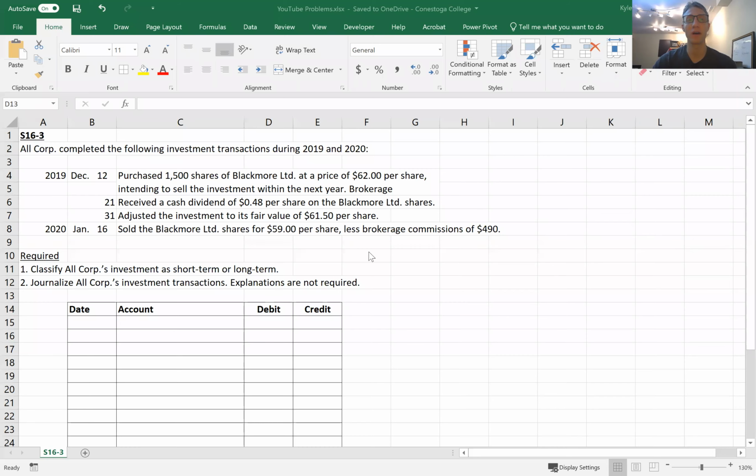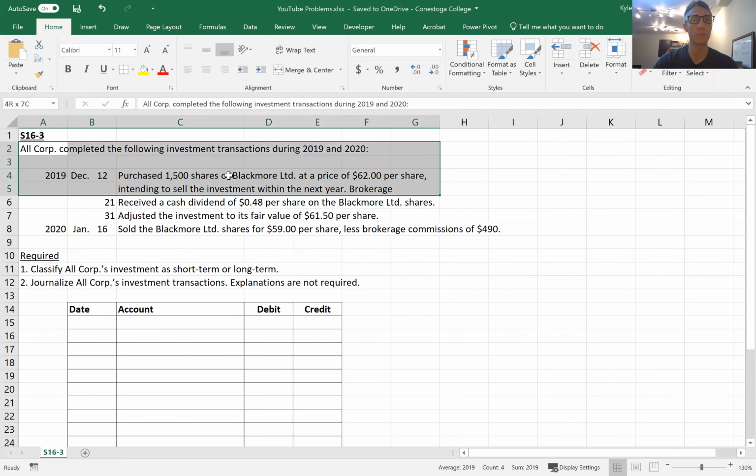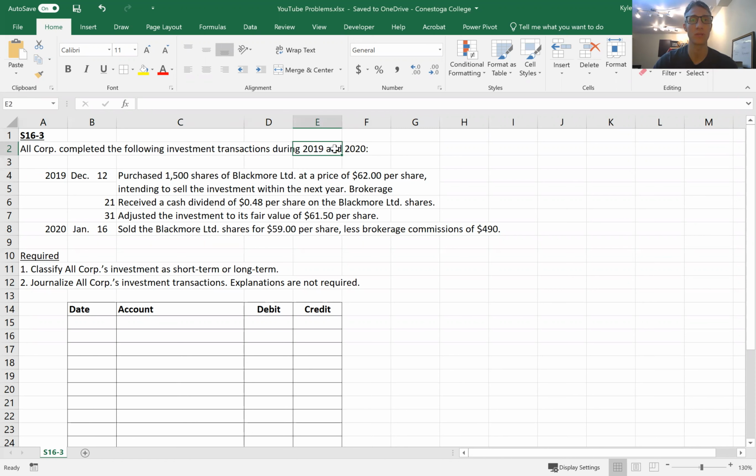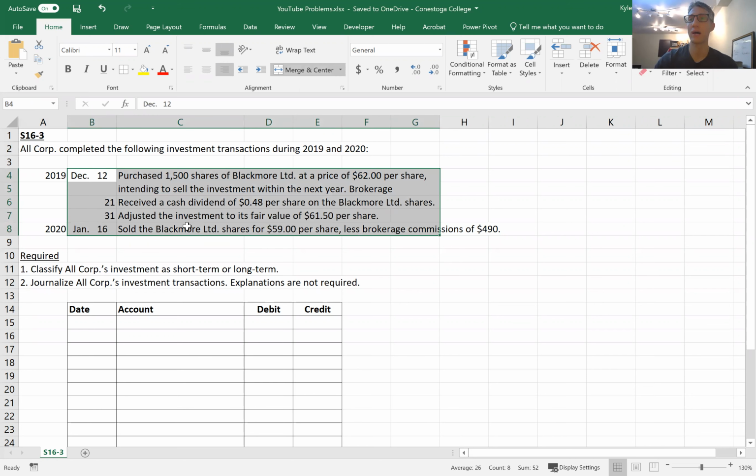It is fairly straightforward, so it is a good way for us to limp into the chapter 16 content. So let's see what we've got here. We've got Allcorp, who completed the following investment transactions during 2019 and 2020. And then they have transactions here. So I'll read those in a minute.